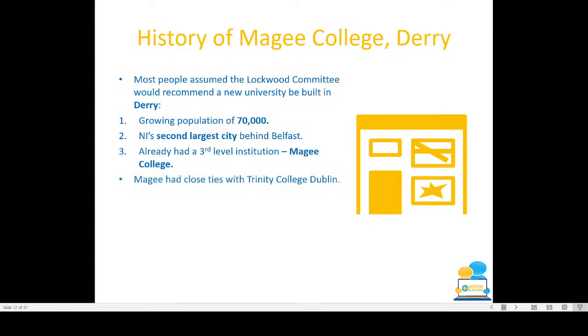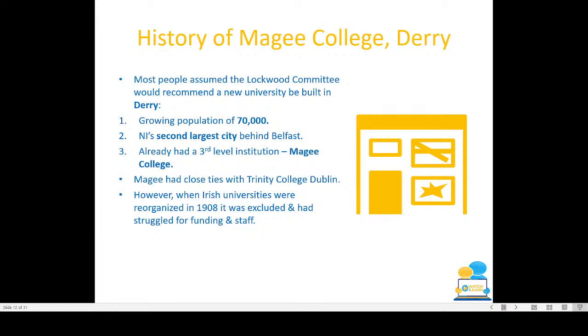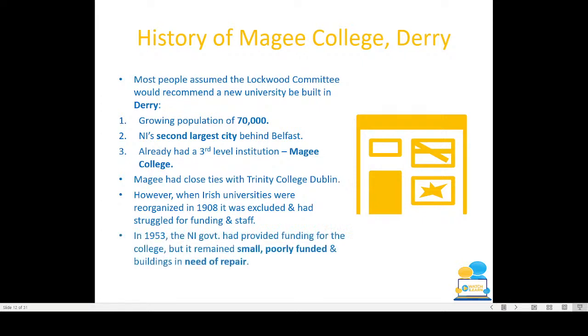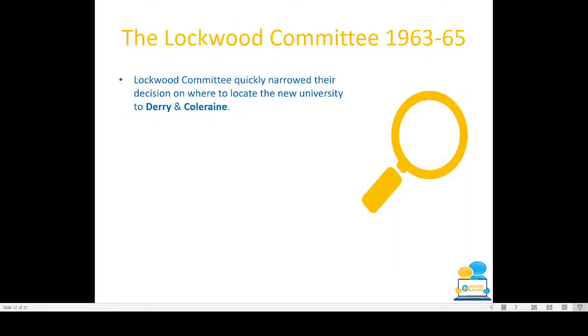However, Magee College had its issues. When Irish universities were reorganised in 1908, it was excluded, and it was really struggling for funding and staff. You can see the little image here. When we think of Magee College, it's kind of worn down, poorly funded, small, the buildings are in need of repair, and the Northern Ireland government wasn't really providing the funding that was needed to improve Magee College.